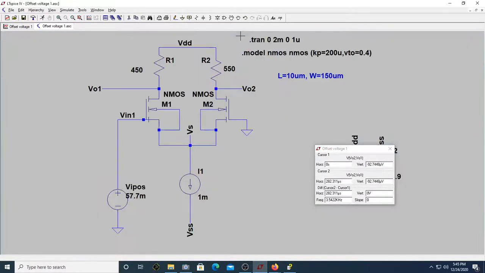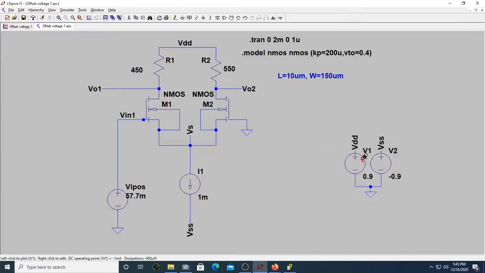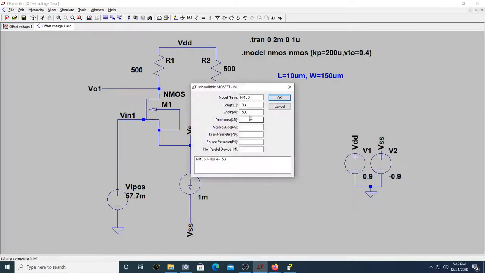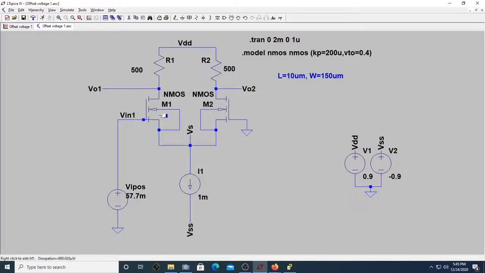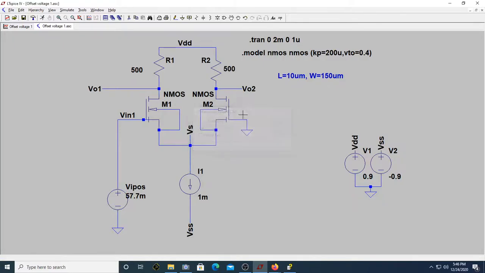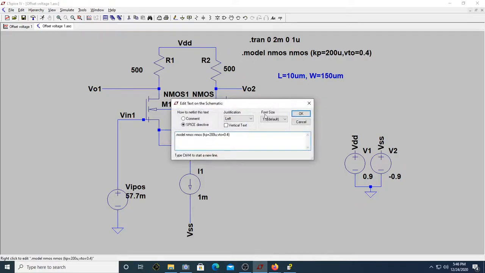Okay, now let us consider the case. Let me just close this. So what I'll do now is I will make this 500. I'll make this also 500. Let us not have any mismatch in the values of RD. Let us not have any mismatch here also. This is also 150, 150, so the ratios are the same. But here we need to have this as NMOS 1, and let me have this as NMOS. Okay, let this be NMOS 1.